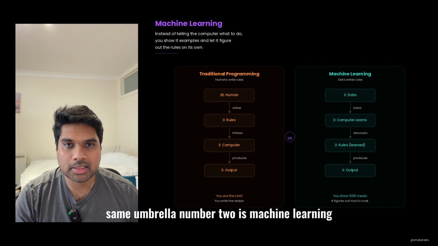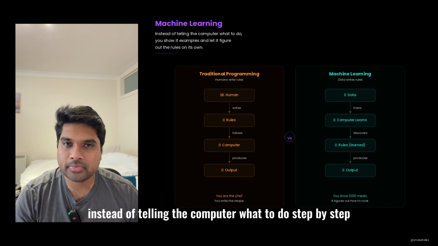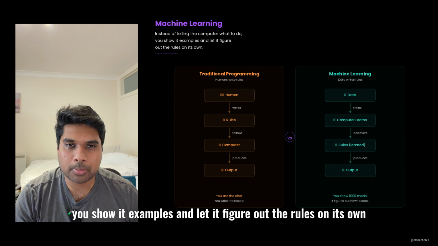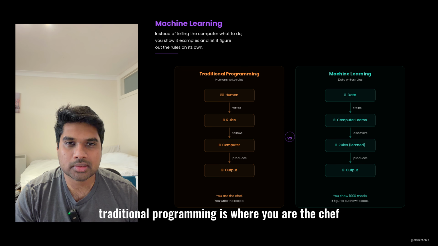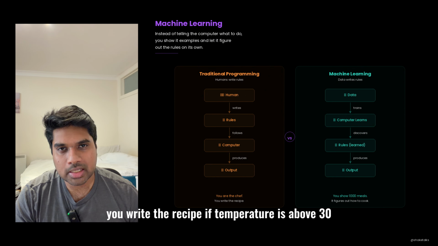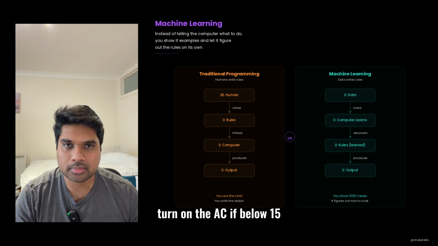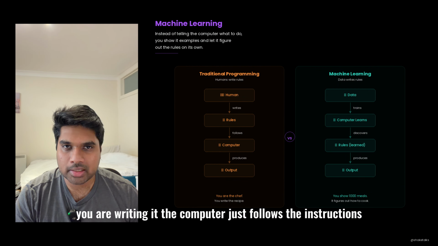Number 2 is machine learning. Machine learning is the subset of AI where instead of telling the computer what to do step by step, you show it examples and let it figure out the rules on its own. Here's the difference. Traditional programming is where you are the chef. You write the recipe. If temperature is above 30, turn on the AC. If below 15, turn on the heating. Every rule, you are writing it. The computer just follows the instructions.